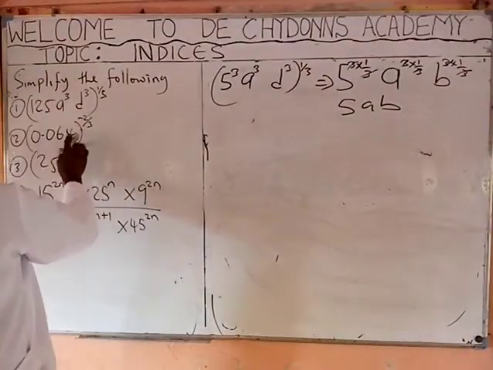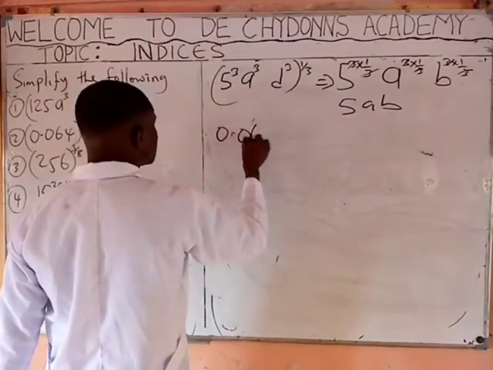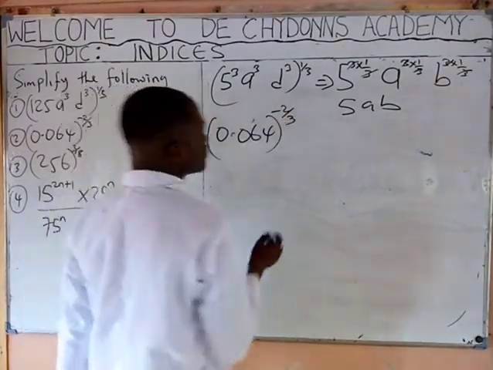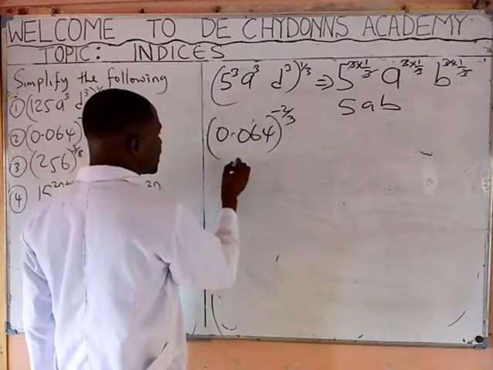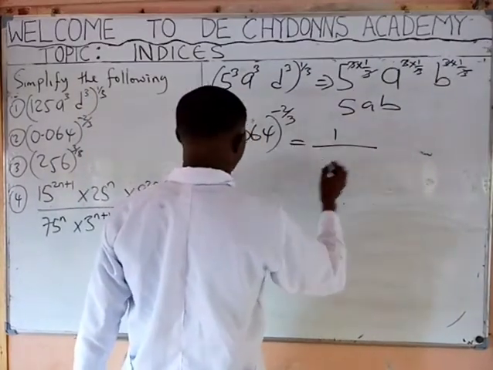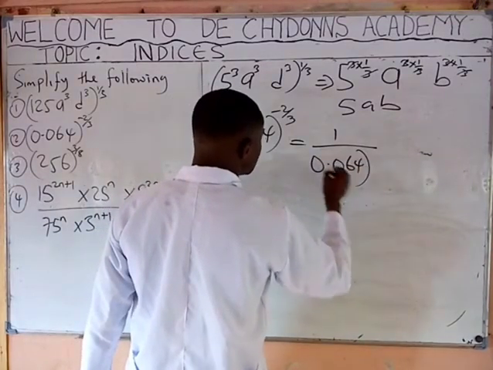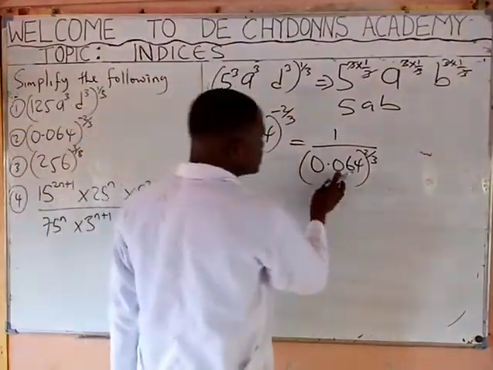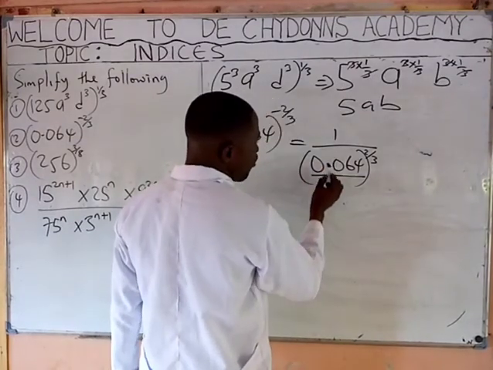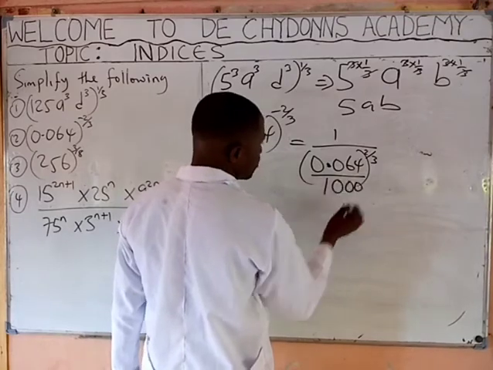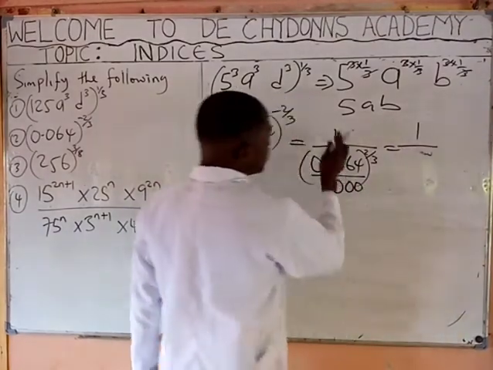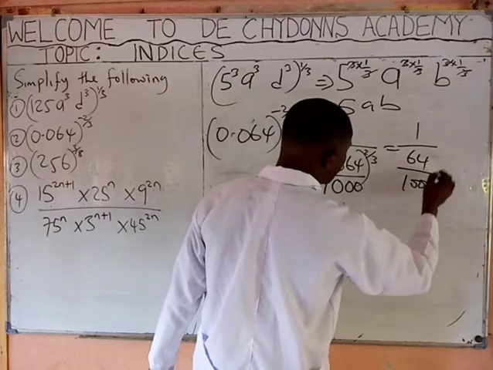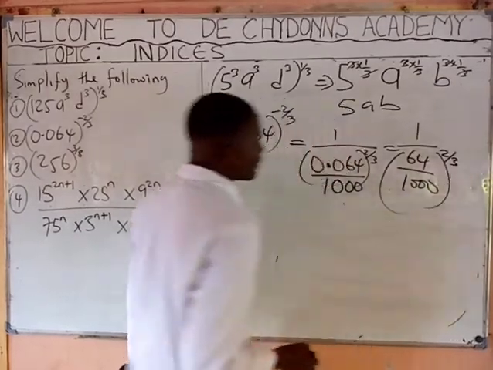That is your answer. They say we should solve 0.064 raised to the power of minus 2 over 3. First of all, take care of this minus. To take care of this minus, you say this will mean 1 over 0.064 raised to the power of 2 over 3. We have taken care of this power of minus. Then, change this to a fraction. This decimal point will carry 1. Every other thing will be 0. So that will be giving us 1 over 64 all over 1000, raised to the power of 2 over 3.